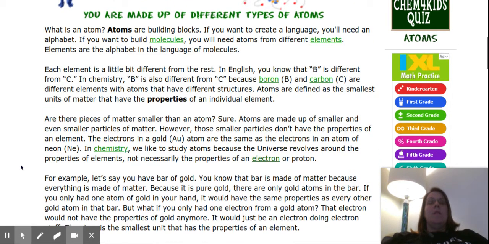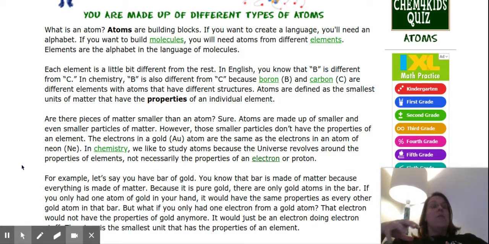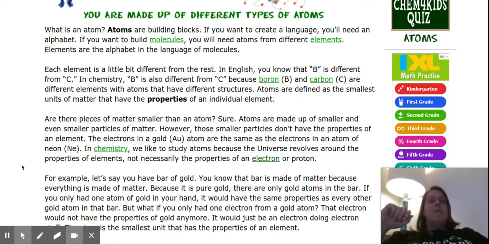In chemistry, we like to study atoms because the universe revolves around the properties of elements, not necessarily the properties of an electron or a proton. Those are the basic building blocks of atoms, the three things that make up atoms, and if you configure them a certain way and build them into an element, then you'll see it. Don't worry. Today we're introducing the topic. Tomorrow, it's going to be amazing. We're going to be using balloons and ping pong balls on my ceiling fan to make sure you understand this concept.